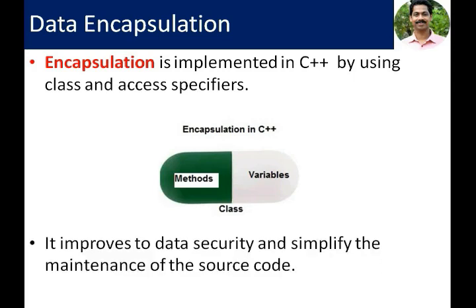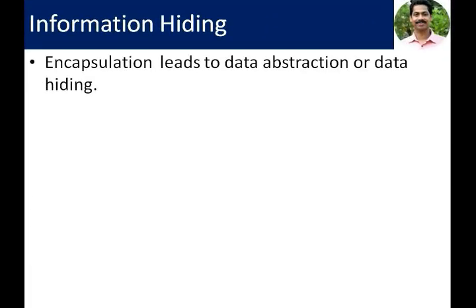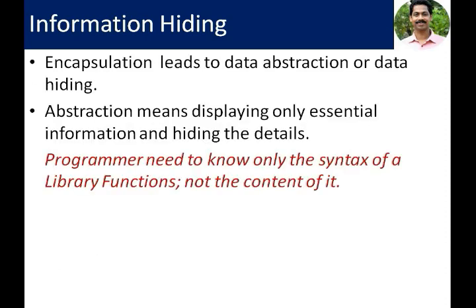It improves data security and simplifies the maintenance of the source code. So encapsulation is used to improve the data security in a program. Then information hiding. Encapsulation leads to data abstraction and data hiding. Abstraction means displaying only essential information and hiding the details. So only essential information is available to others.